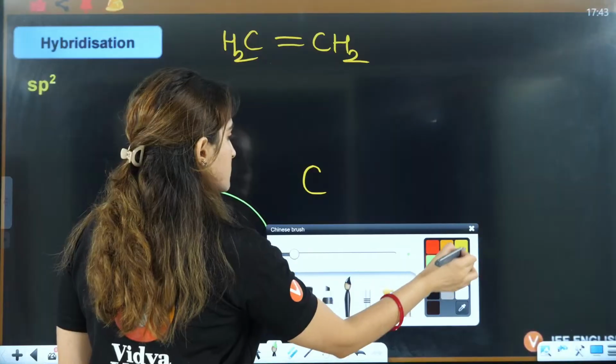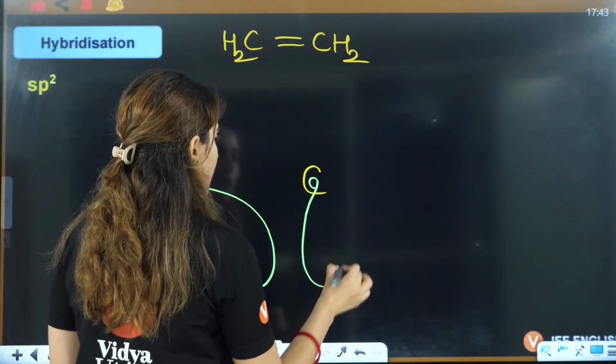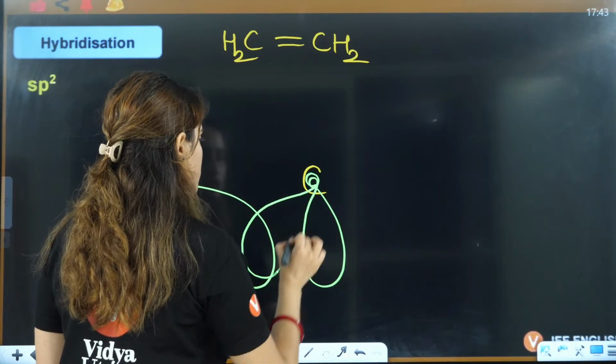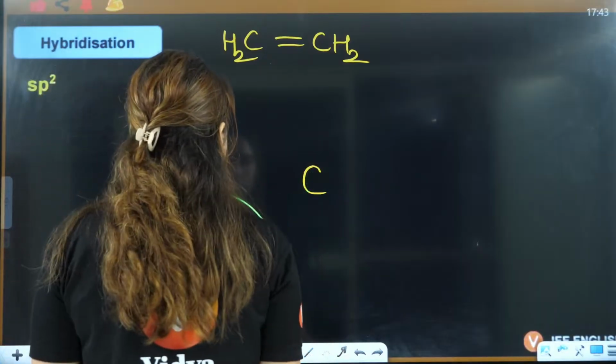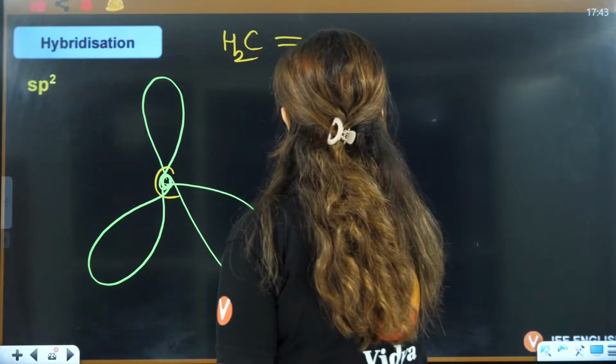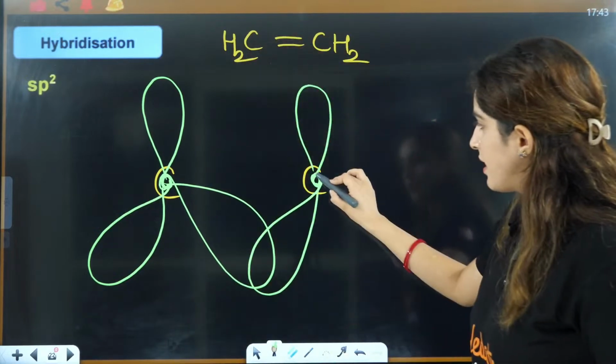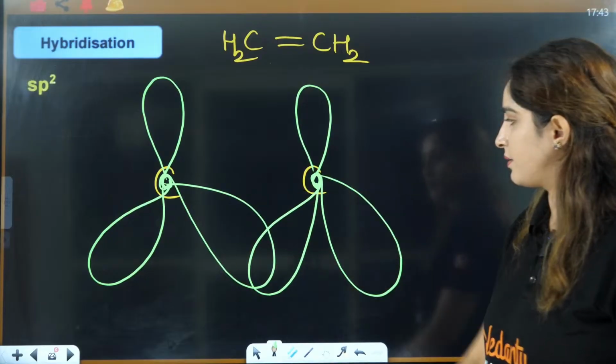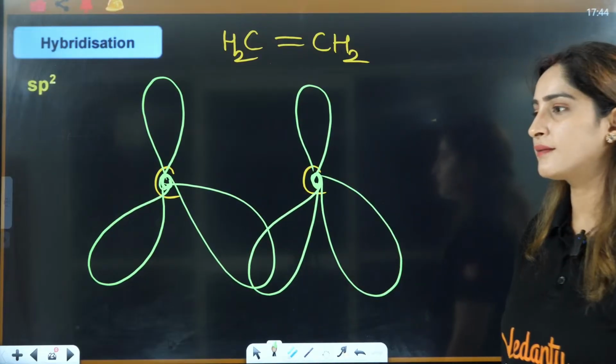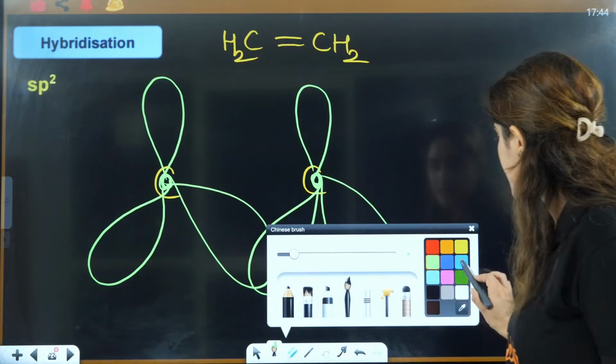This is 1, this is 2, no, it will be like this. This is 1, this is 2 and this one is 3. Okay, that is how we are going to write it.